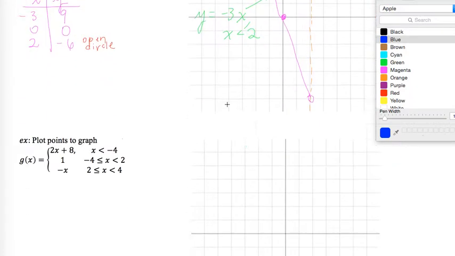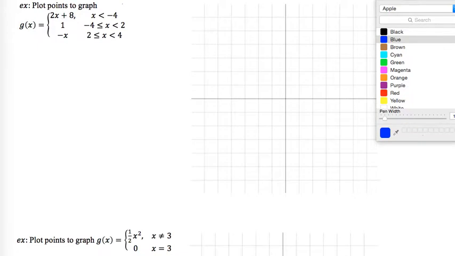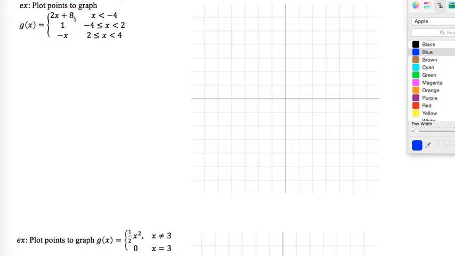Okay, so we're going to graph another one down here. So this one has 3 parts to it. It's got y equals 2x plus 8 if x is less than negative 4, y equals 1 if x is between negative 4 and 2, and y equals negative x if x is between 2 and 4. And then it's not even defined for x values greater than 4. There's just nothing.